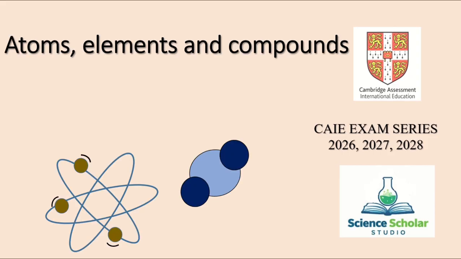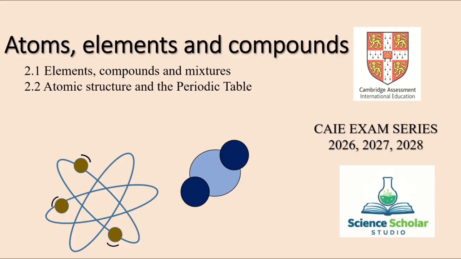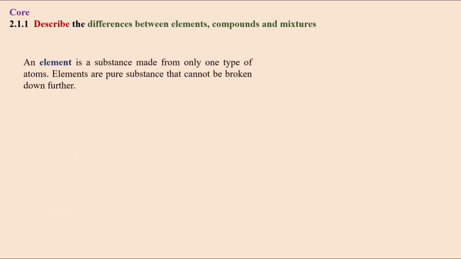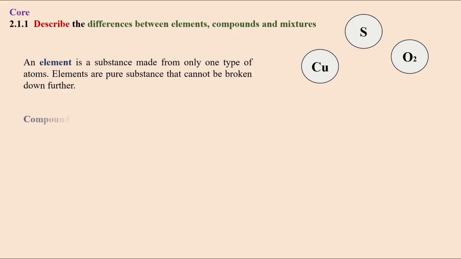In this video, we will be discussing elements, compounds and mixtures, atomic structure and the periodic table, and isotopes. An element is a substance made from only one type of atoms. Elements are pure substances that cannot be broken down further. For example, copper, sulfur, and oxygen are the elements.